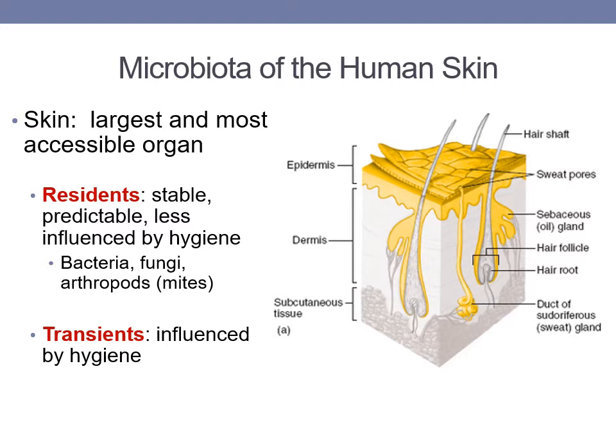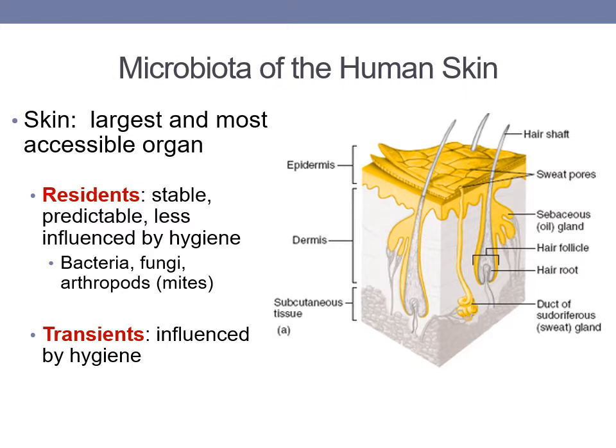Skin is the largest and most accessible organ to microbiota. It harbors resident microbiota as well as transient microbes. Residents are normal microbiota. They are stable, they're very predictable, and they are less influenced by hygiene because they're firmly attached to the skin or other body surfaces. Bacteria, fungi, and mites are all part of the normal microbiota.